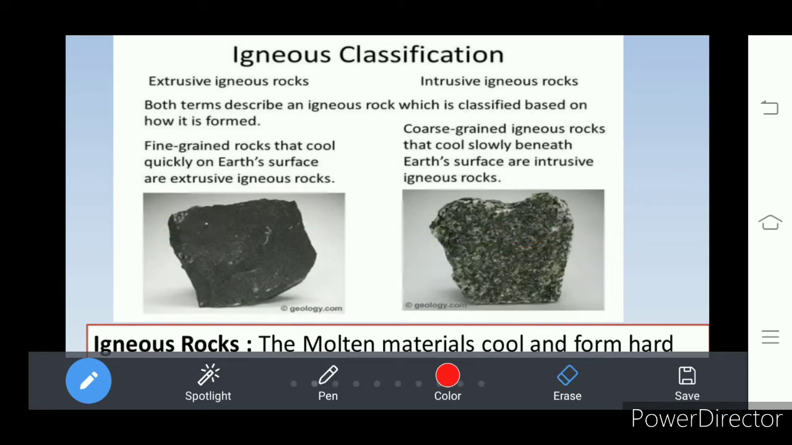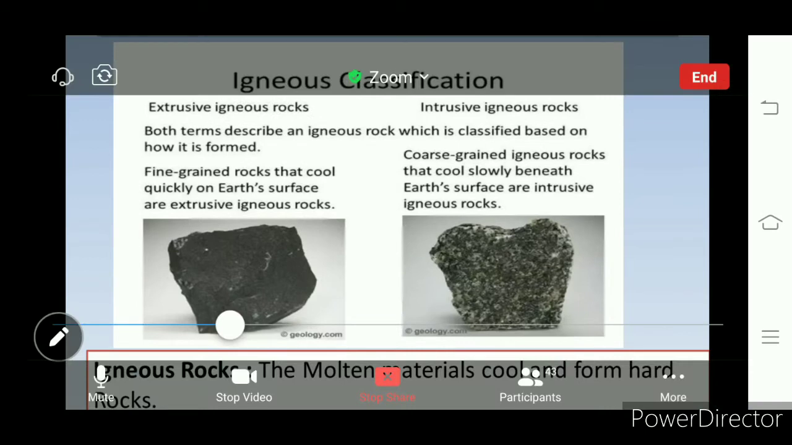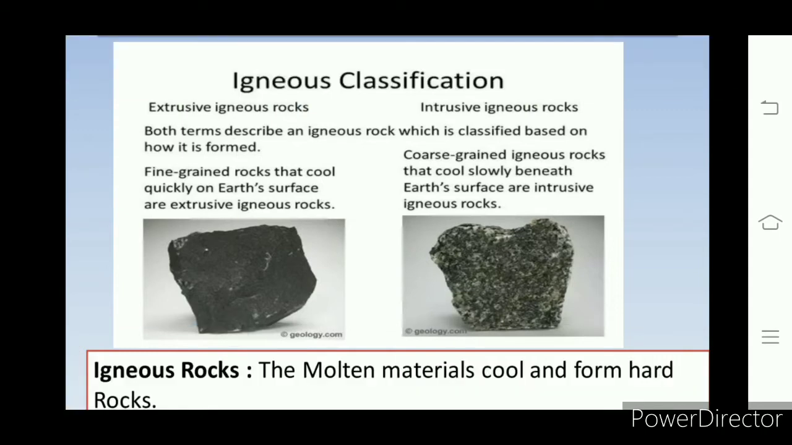Okay, so in this way, igneous rocks are classified into extrusive and intrusive landforms. These are the two types of landforms we see. Extrusive landforms, intrusive landforms, right?